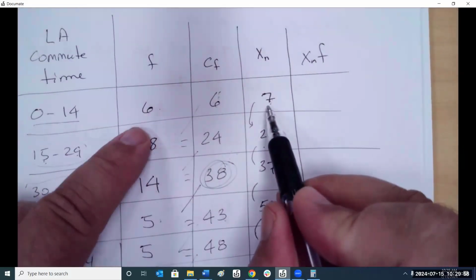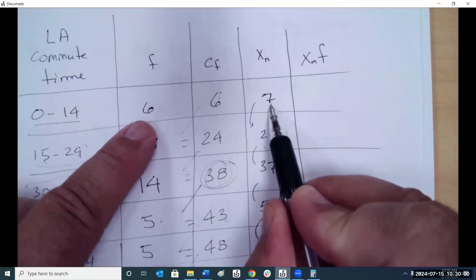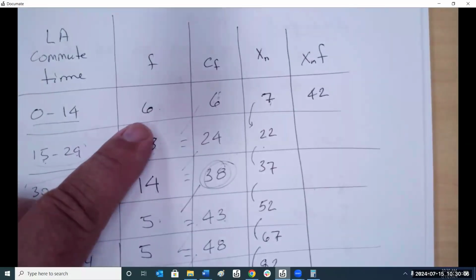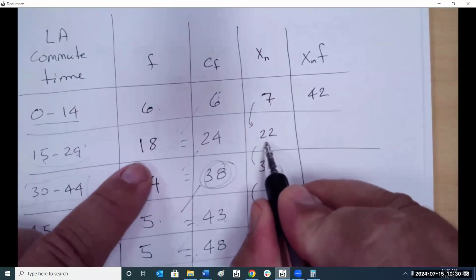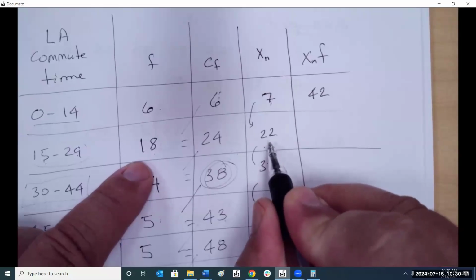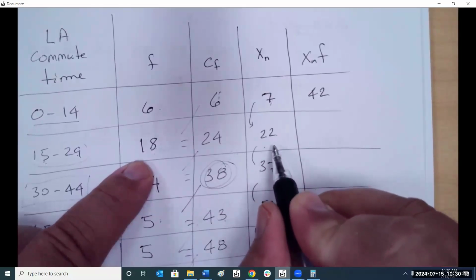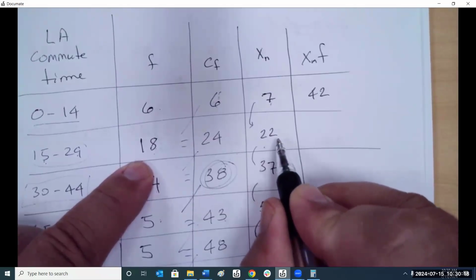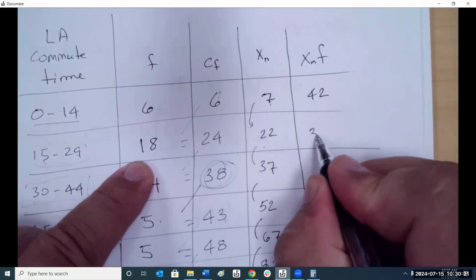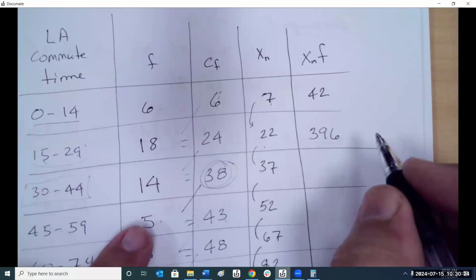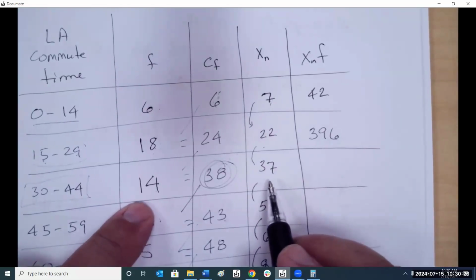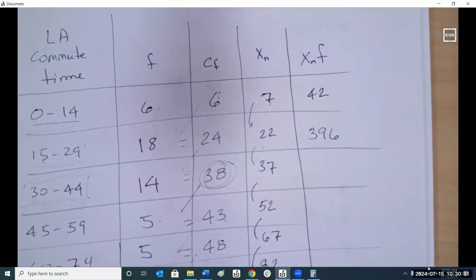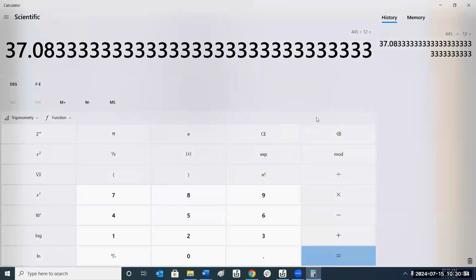So in the first one, the midpoint is 7 and the frequency is 6. So 7 times 6 is 42. Next one, we have 22 times 18. 360 plus 36 is 396. Then we have 14 times 37. It's 518.